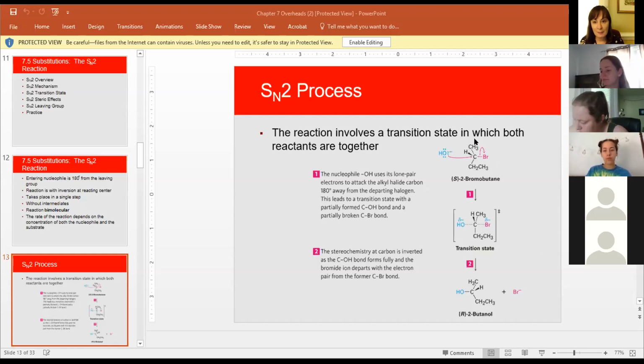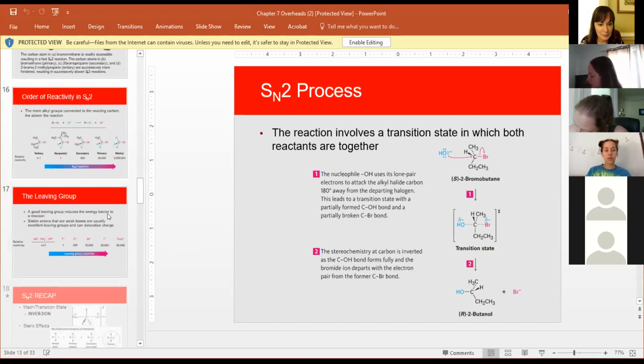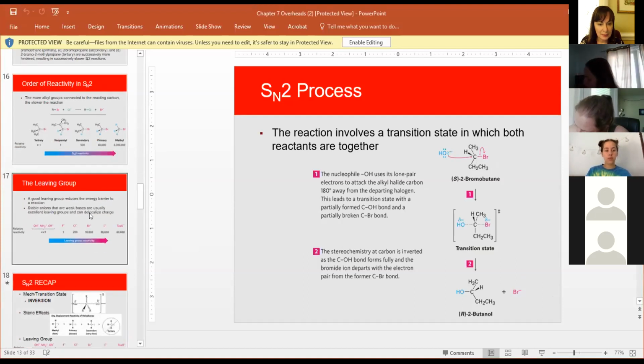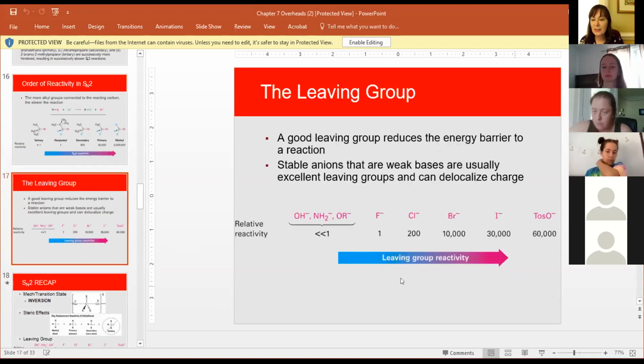If we were going to make a list of leaving groups and we were going to rank them, which has been done for you in an overhead that comes later, but we can take a look at it now since we're talking about it. These are the leaving groups that we're going to use in this class in order of reactivity, okay? Don't worry about this guy. We're not going to cover this guy over here.